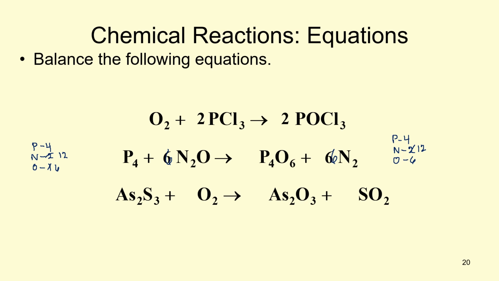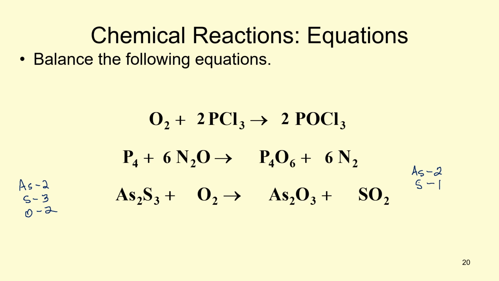All right, this one's probably a little harder. Those 2 were fairly easy, but let's erase this so I don't get things confused. Here we have arsenic 2, sulfur 3, and oxygen 2. On the right-hand side, we have arsenic 2, sulfur 1, and then oxygen we have 3 plus 2, so we have 5.